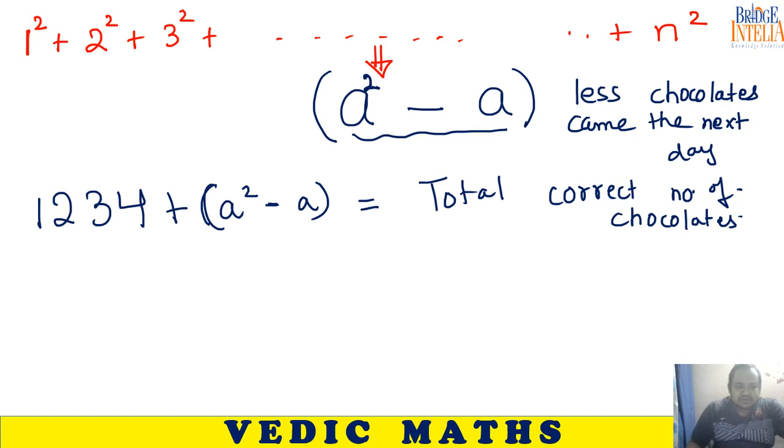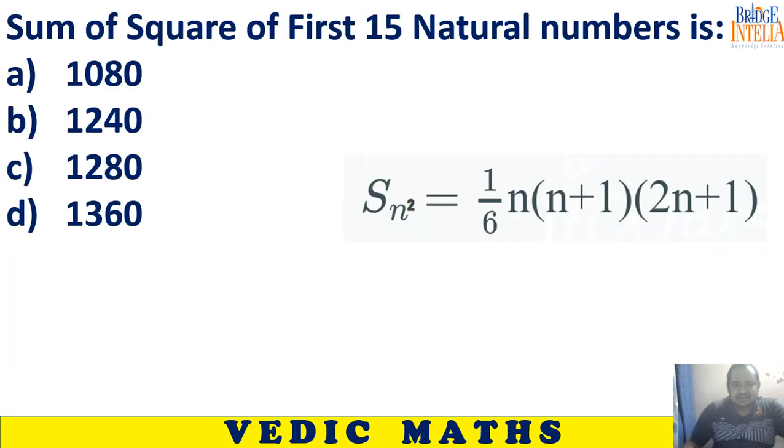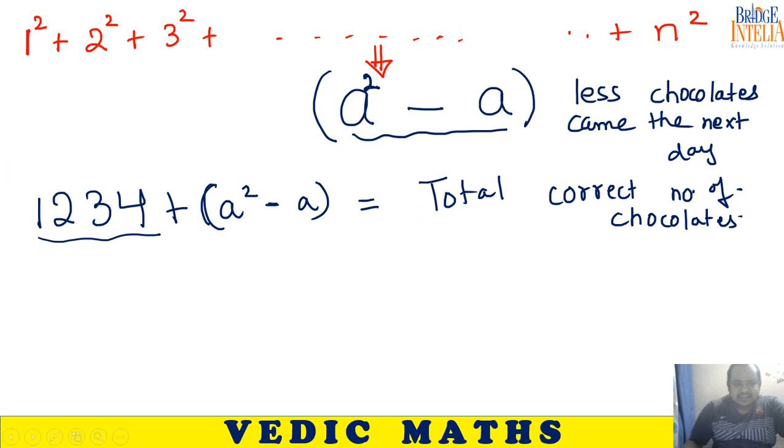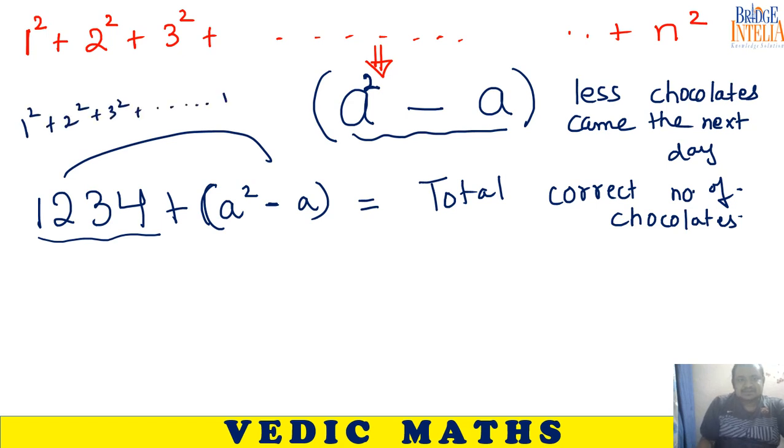Now look at this number 1234. If you use hit and trial, or if you remember that just now we solved this question and found out that 1 square plus 2 square plus 3 square up till 15 square, the answer we got was 1240. So 1240 is very close to 1234. So it looks like there were 15 students in the class and one particular student made a mistake. So the correct answer should have been 1240.